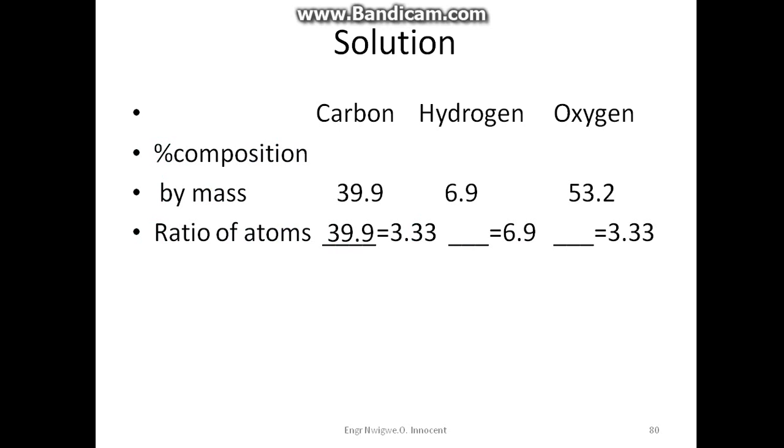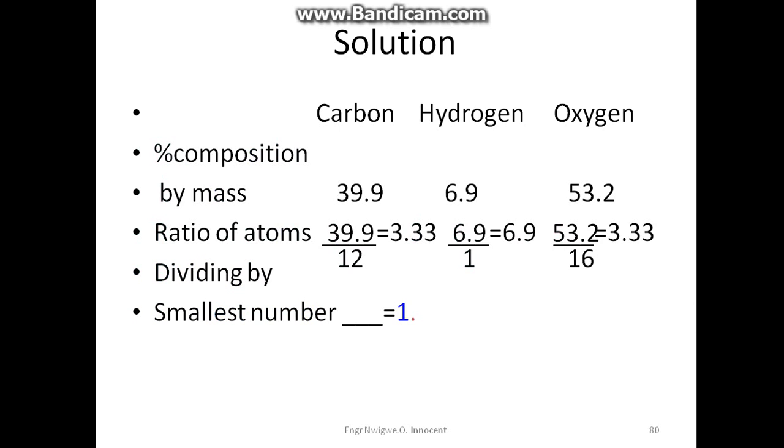Dividing the percentage composition by mass by the relative atomic mass to get the ratio of the atoms, we have 39.9 divided by 12, where 12 is the relative atomic mass of carbon, which gives us 3.33. 6.9 of hydrogen divided by the relative atomic mass of hydrogen, which is 1, gives us still 6.9. For oxygen, we have 53.2 divided by 16, the relative atomic mass of oxygen, which gives us 3.33.